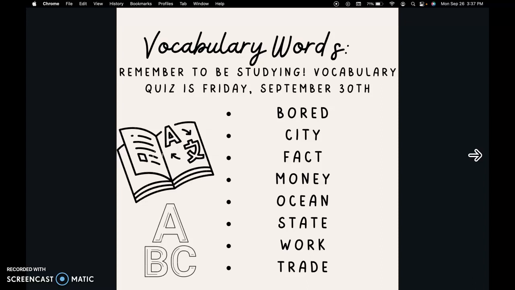Next would be vocabulary words. So I would have a list of all my vocabulary words throughout the week on there. And a reminder that the quiz is on Friday, September 30th. So just a little reminder for my students to be studying throughout the week.